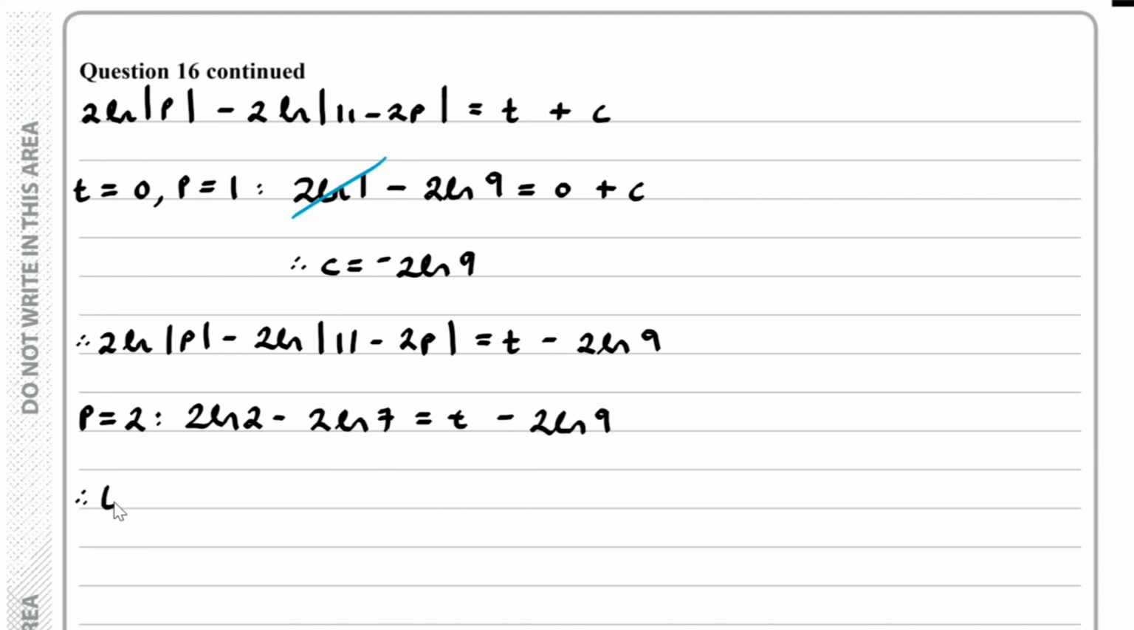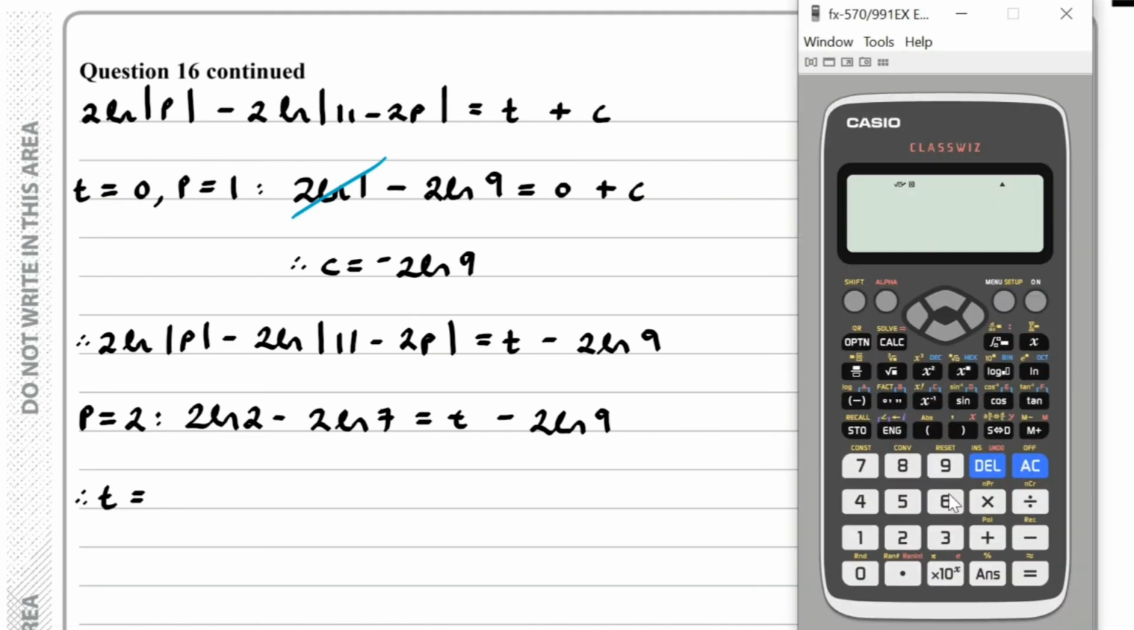So let's see what t is. I've got 2 times the natural log of 2 minus 2 times by the natural log of 7 plus 2 times by the natural log of 9, and it turns out we get 1.89 given to 3 significant figures.